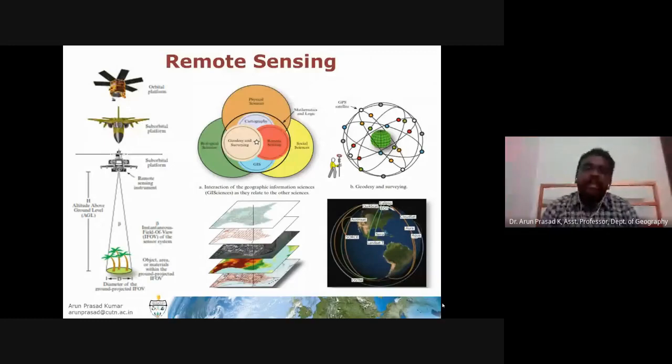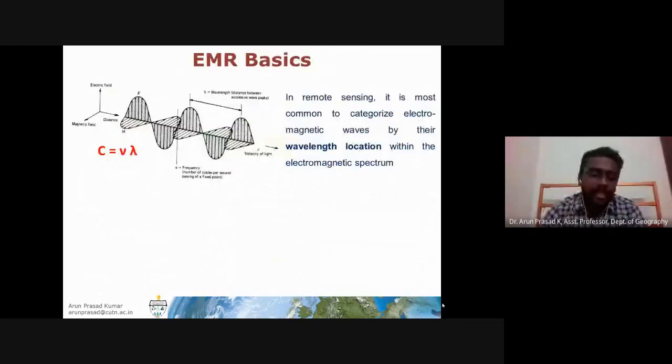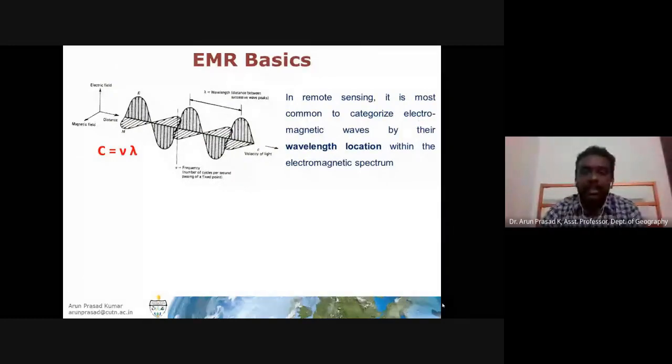Before that, we would like to know what EMR is. EMR is electromagnetic radiation. It is propagated from the sun's outer atmosphere and travels through vacuum to the Earth's atmosphere at the speed of light, which we know is 3×10⁸ meters per second. It propagates at multiple wavelengths. Depending on the wavelength, the frequency also varies, because they have an inverse relationship with each other.